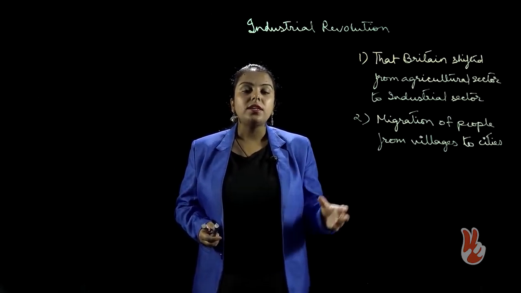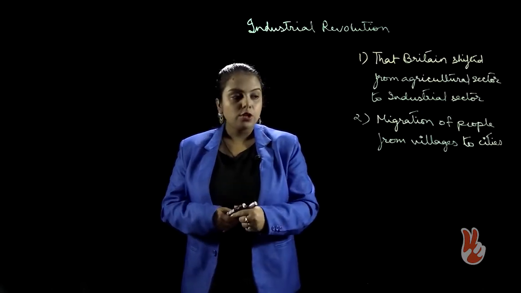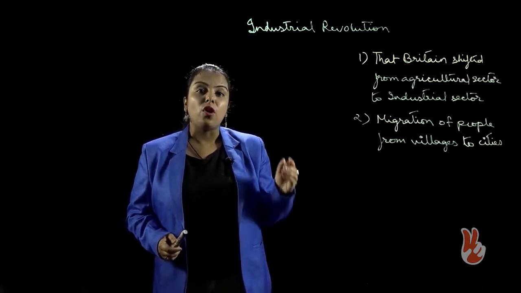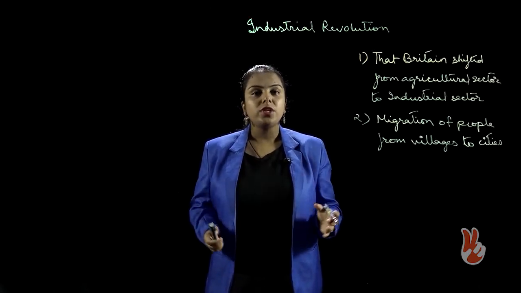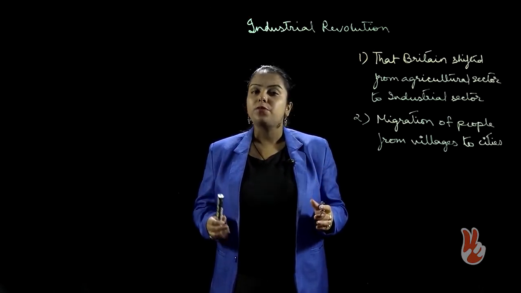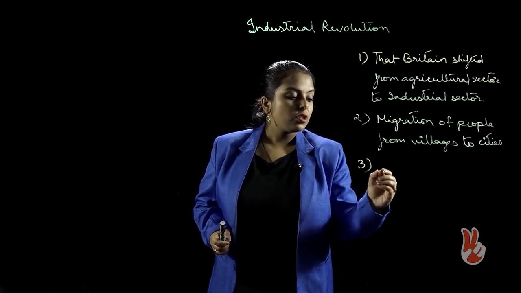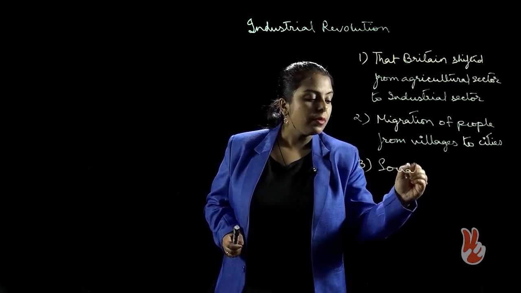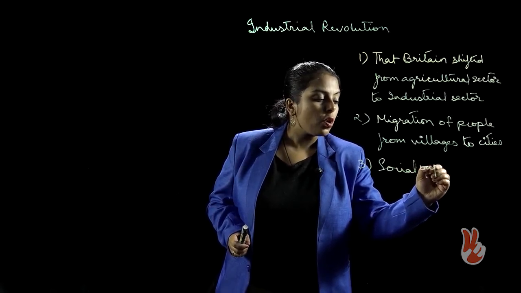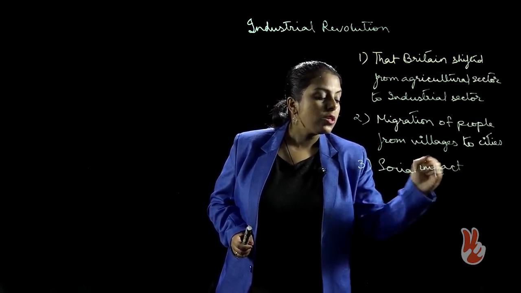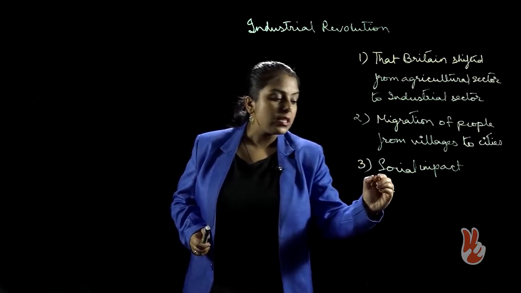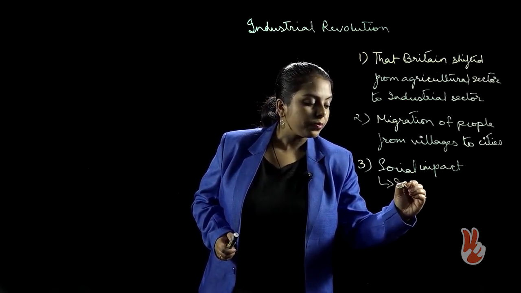Now, this resulted in many social issues. So, if we look into the impact of the Industrial Revolution, it was not only positive, but there were certain negative impacts as well. The social impact is something which even today historians are studying. What was the first social impact? Obviously, increase in crime.